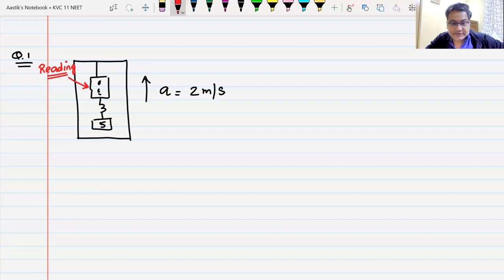Anyone with anything that looks like an answer? Yes. No one knows the answer. Shall I do it? 100 newtons. Okay. How did you get 100 newtons? There must be a reason, right? Tell me the reason. Remember, no answers are right or wrong. It only depends on how we have done this and how we have imagined it.